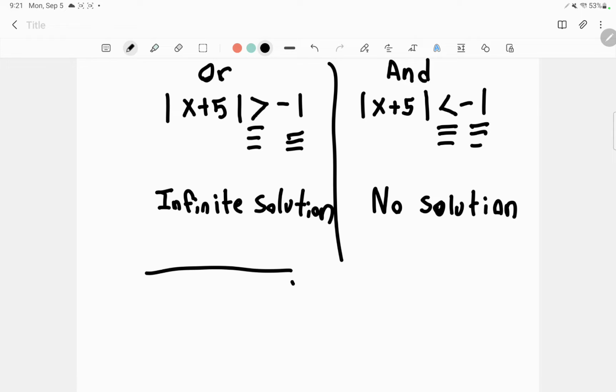And your number line is going to look like this. 0, -infinity, infinity, and it's just going to be this and this. And that's your answer. Okay, that's a special case, and that's all. All right.